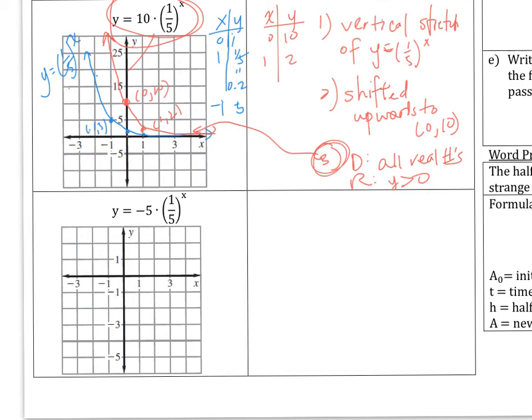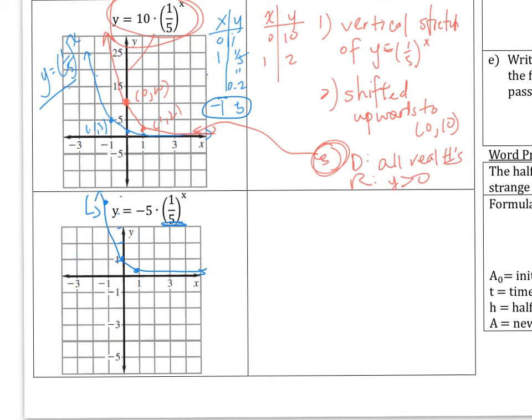For this next exponential decay function, I'm also going to graph y equals 1/5 to the x power so we can see how the graph changes. Okay, so I'm going to plot (-1, 5) again, and (1, 1/5) right here, and (0, 1). So this is the graph that we want to compare to, this part.